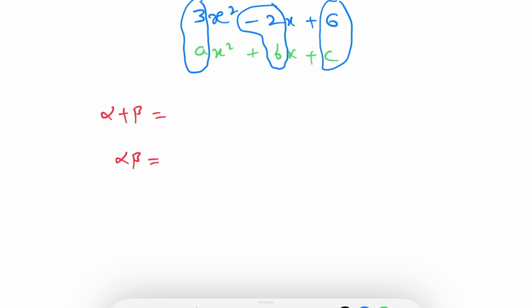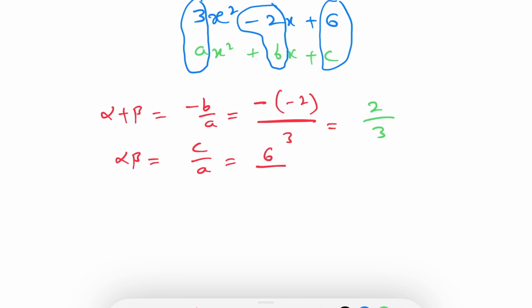So to find the sum, we have a formula that is minus b by a, which equals minus, as it is, and here the b value is minus 2 divided by the a value 3, equals minus into minus plus, so 2 by 3 is the sum of the zeros. Whereas coming to the product of the zeros, the formula is c by a, equals, c is the constant, here the constant is 6 divided by a is 3, so 6 by 3 is 2. So the sum of the zeros is 2 by 3 and the product of the zeros is 2.